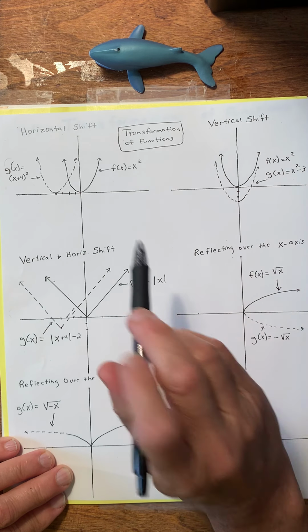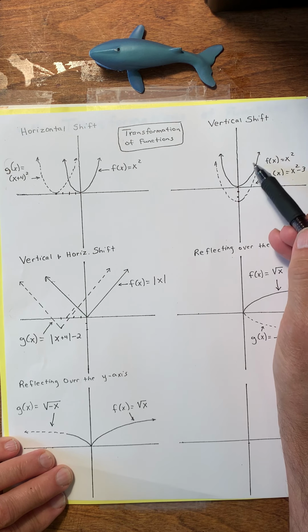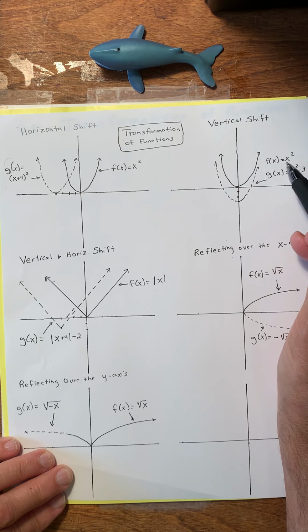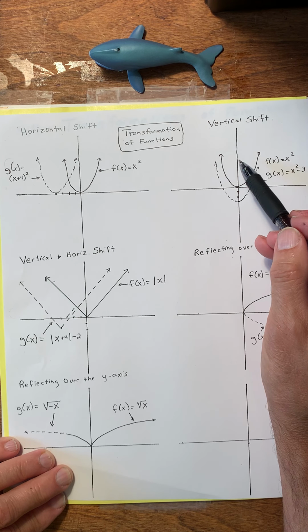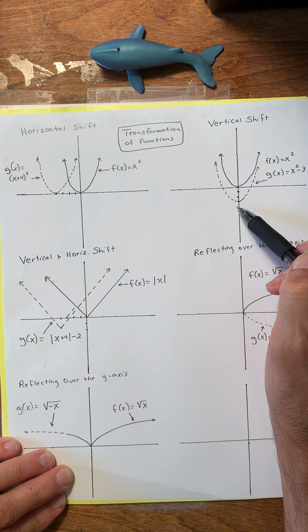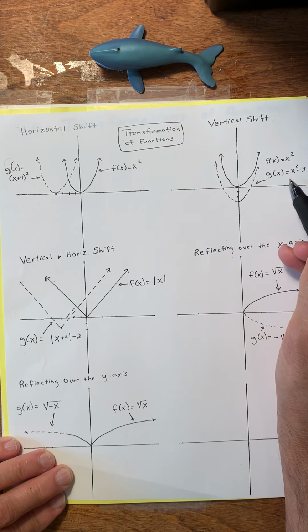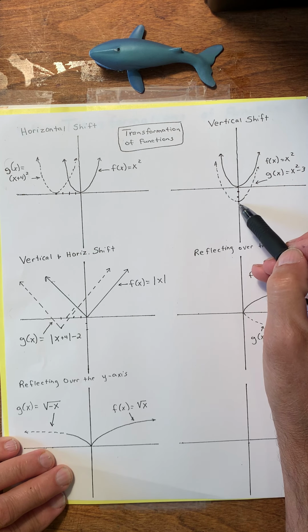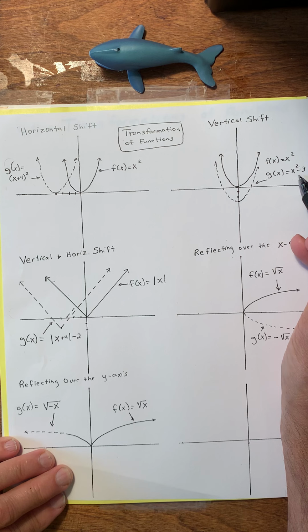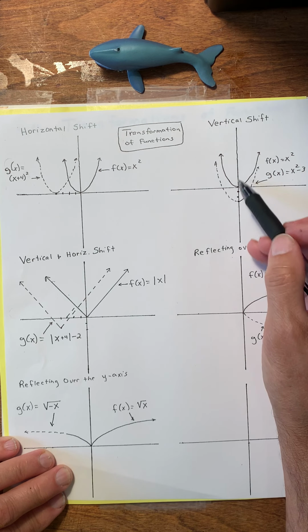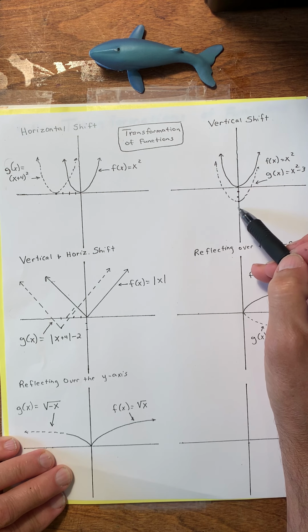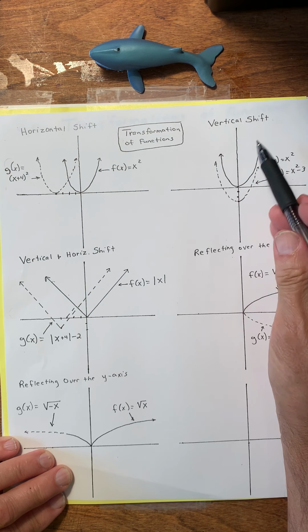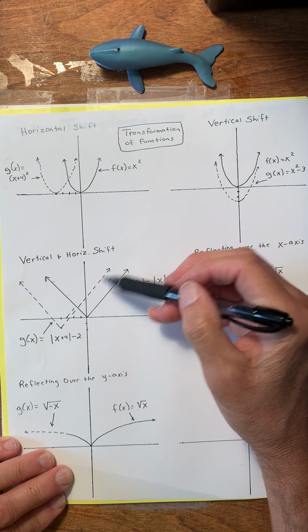I can also move a function up or down. Let's use the same function, the parabola, f of x equals x squared. What if I wanted to move the whole thing down, let's say 3 units? Well, this is easy. Down 3 sounds like minus 3. That's exactly what I do. At the end of the function, you either add something to make it go up, or subtract something to make it go down. Vertical shift.